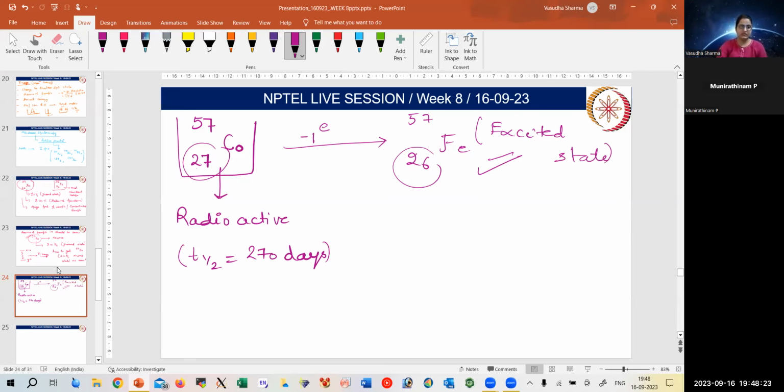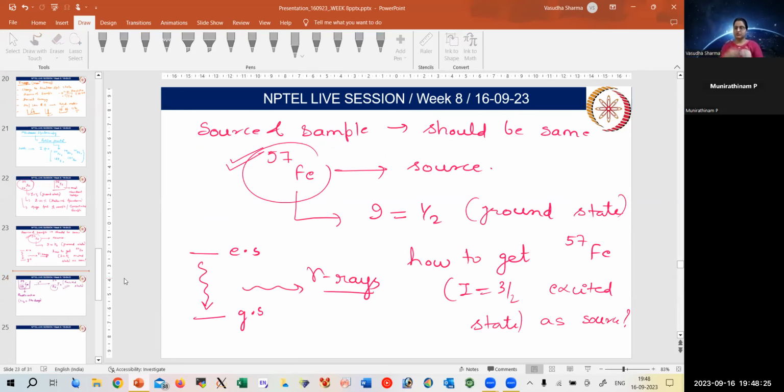I am repeating it again. We were saying that in Mossbauer spectroscopy, our source and sample have to be the same. So if my sample has to be iron-57, my source has to be iron-57, first thing. Also, we understood that the isotope iron-57 has a ground state I value of half. We understood that in Mossbauer spectroscopy, the source has to be in the excited state so that it can come to the ground state and release some energy. If it is already at the ground state, how will it release energy? At the ground state, it won't have any energy. So how to make our source in the excited state?